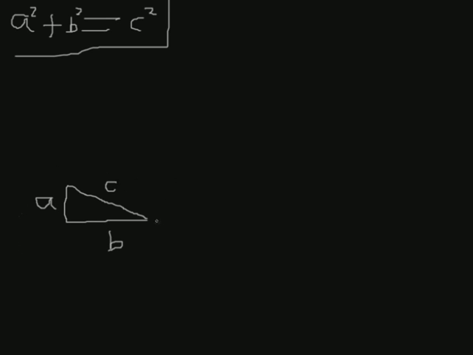And I'm going to draw another triangle right next to it. So, another of the same triangle except just flipped. Alright, so if it's just flipped, then this hypotenuse would still be C. A would be the shorter side, and B would be the longer side.